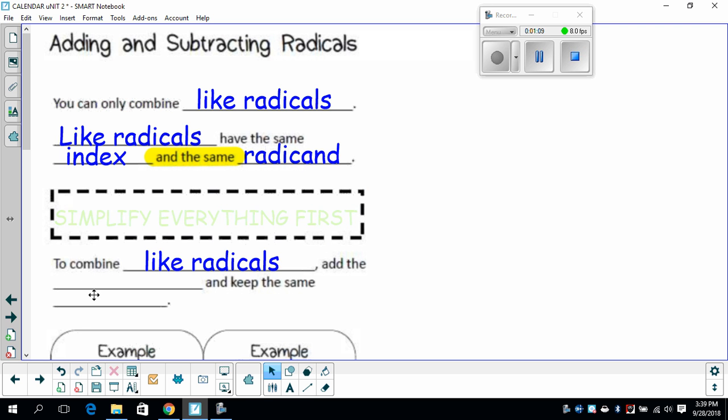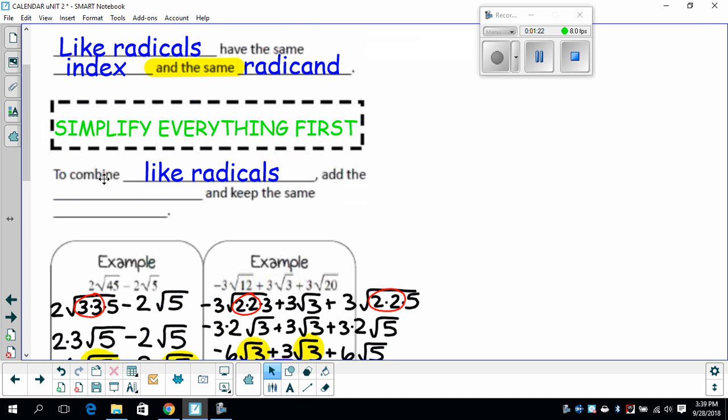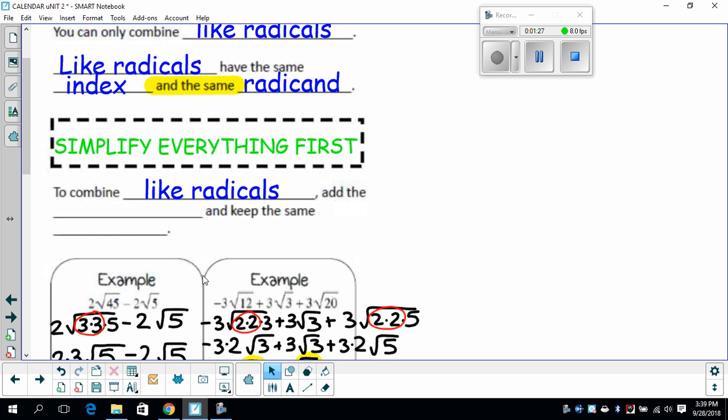And keeping the same radical. So this should say coefficients here, and this one should say radical. So coefficients and radical. So let's take a look at some examples.